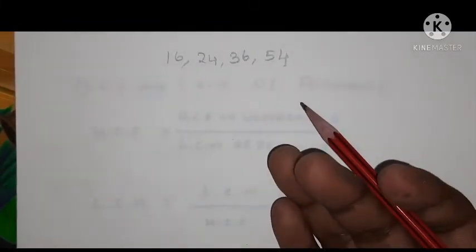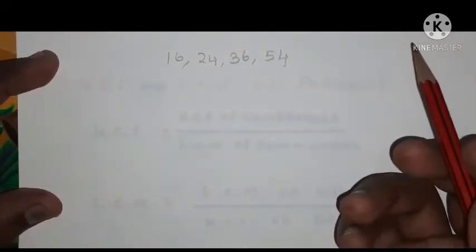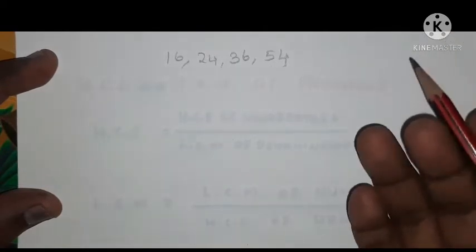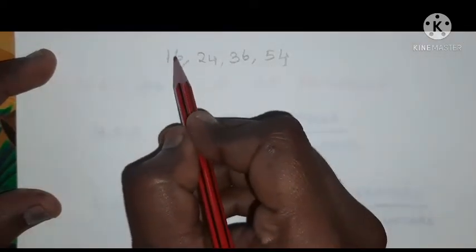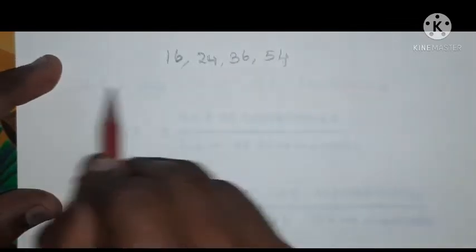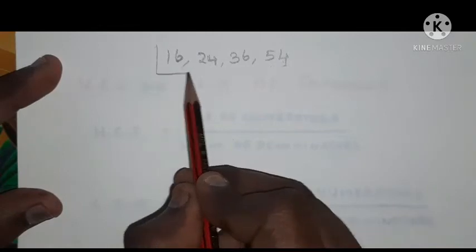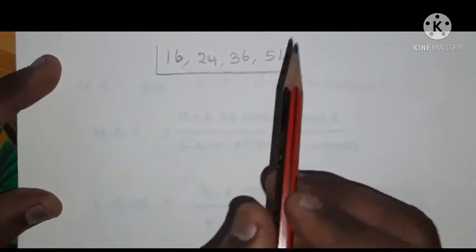So we should find the LCM of these numbers by the method called common division method, right? The first step, as I said, is to arrange the numbers in any order. It doesn't matter whether it is ascending or descending order. So I have taken 16, 24, 36 and 54 in a row. We have arranged them now.